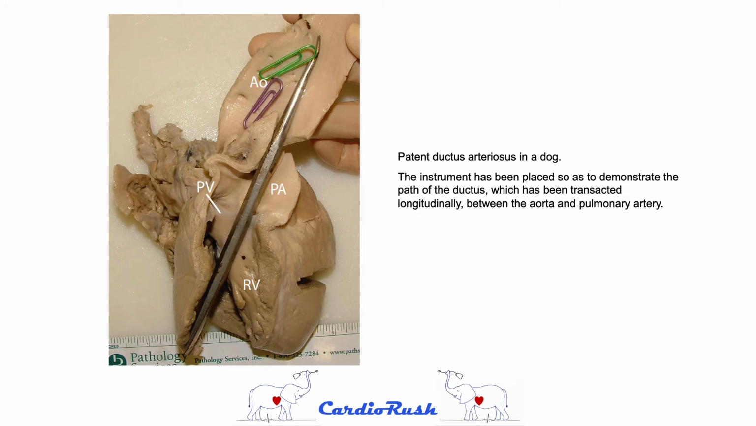PDA can also be seen in cats, horses, and alpacas. Typically, the left ventricle and the left atrium become enlarged, and this places a volume overload on the left ventricle as it has to pump both one blood volume to the body and an extra blood volume through the PDA.